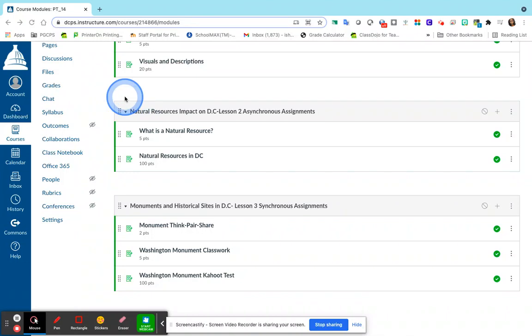This lesson is an asynchronous lesson. Students have access to the learning 24/7 and are able to complete learning on their own.